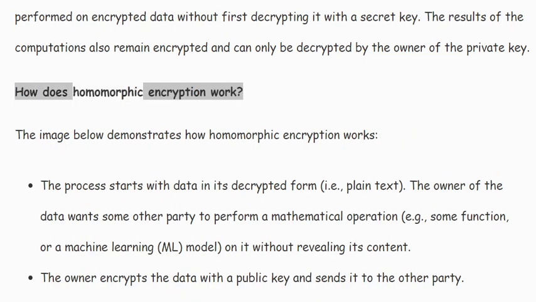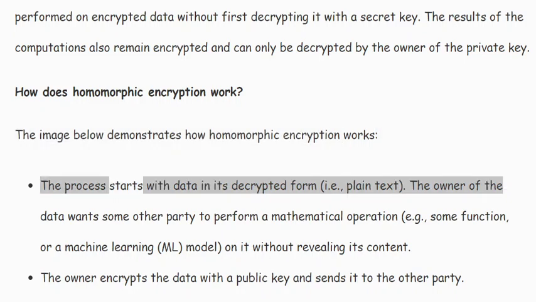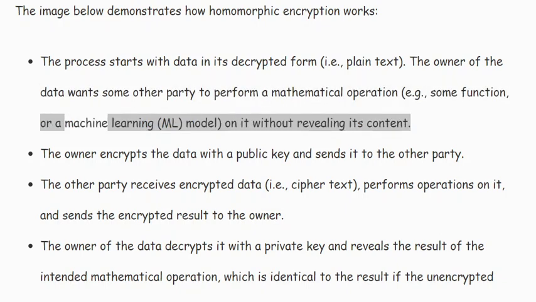How does homomorphic encryption work? The image below demonstrates how homomorphic encryption works. The process starts with data in its decrypted form, i.e., plain text. The owner of the data wants some other party to perform a mathematical operation, for example, some function or machine learning (ML) model, on it without revealing its content.